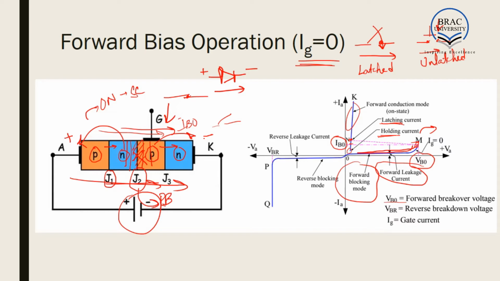Both the terms are important. This current has to be the minimum current which turns the SCR on and keeps the SCR on. And the holding current is the minimum current required to flow through the SCR which will keep the SCR on. If the current through the SCR is below holding current, the SCR will turn off. So we have discussed this operation for Ig equal to 0. That is, no gate current flows through the SCR.